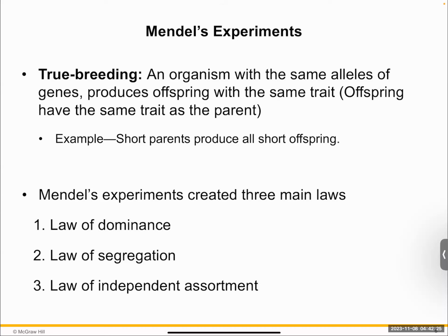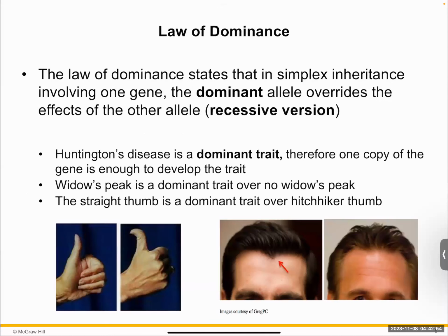So when we're talking about Mendel's experiment, one of the most important things that he deduced from his experiment is what we call three main Mendelian laws. They're called law of dominance. So we already talked about the concept of dominance, right? Overshadowing a recessive gene, law of segregation, and law of independent assortment. So let's take a look and see what each of these laws actually focus on.